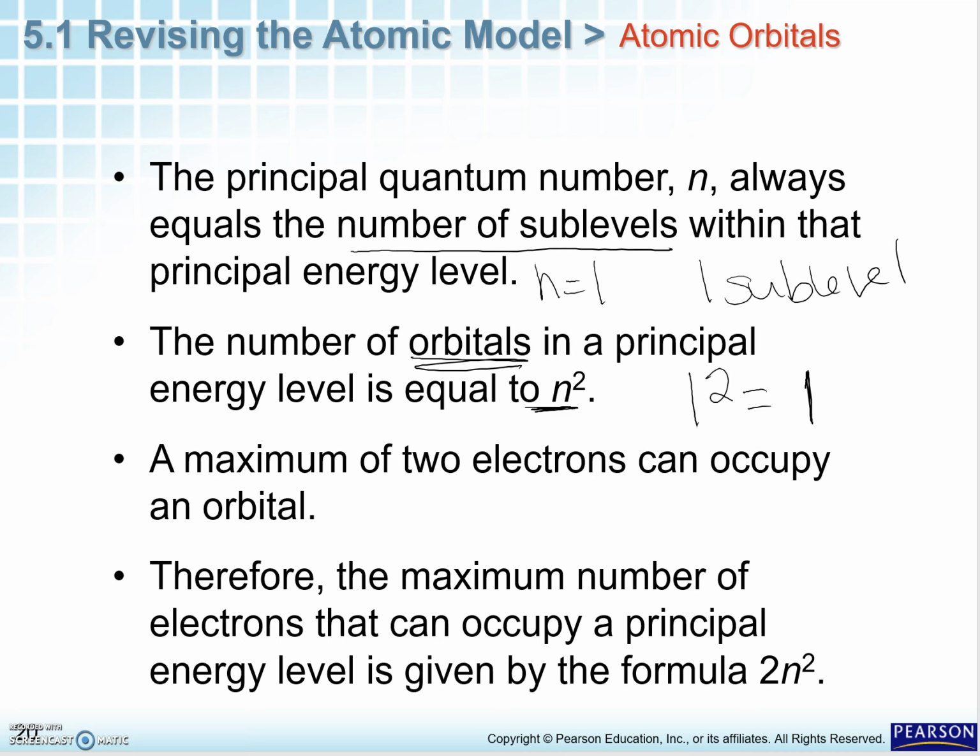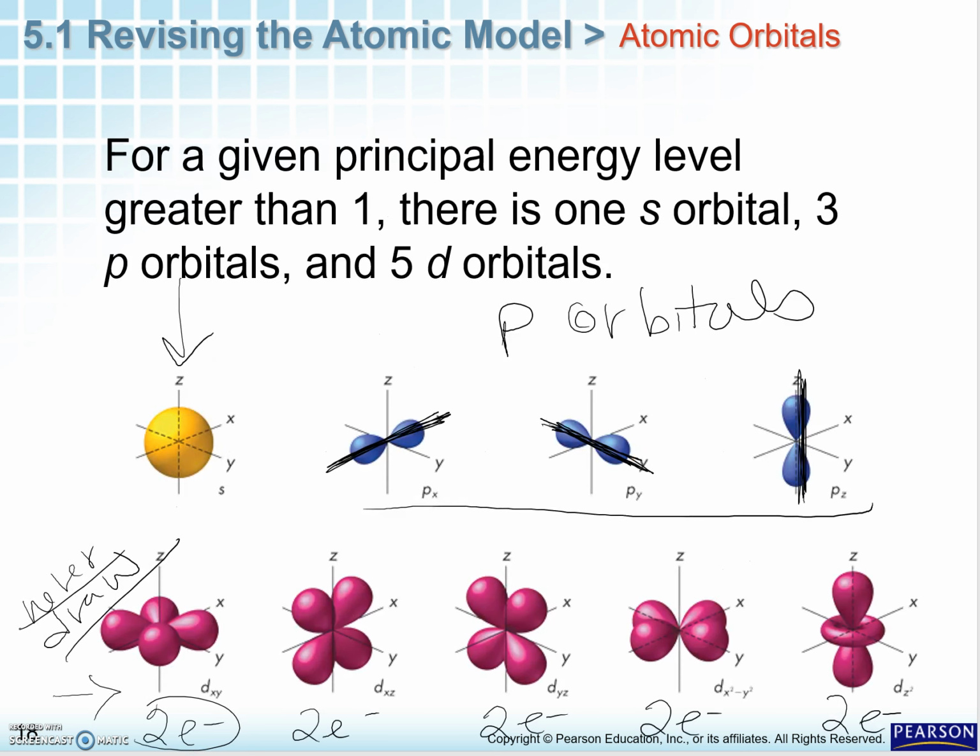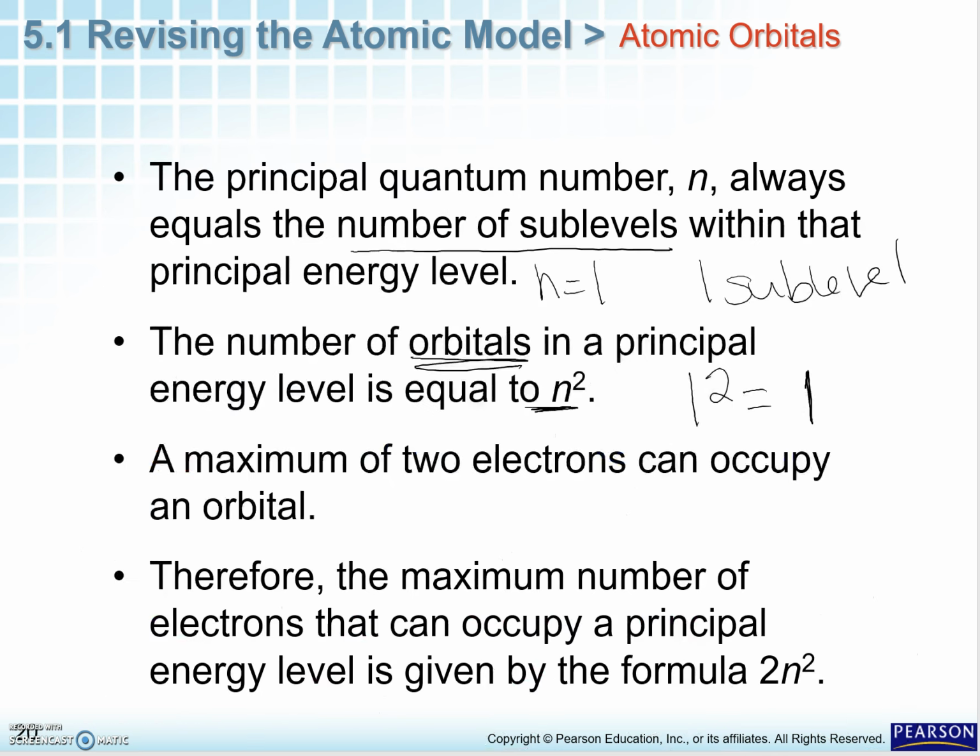The maximum number of 2 electrons can occupy the orbital. So look back at this one where we had 2 electrons in each one of those orbitals. But overall, in that D sublevel, we have a total of 2, 4, 6, 8, 10. And finally, there must be a maximum number of electrons that can occupy each energy level. So that's using this equation. If we went back up to our n equals 1, 2n squared is 2 times 1 squared.